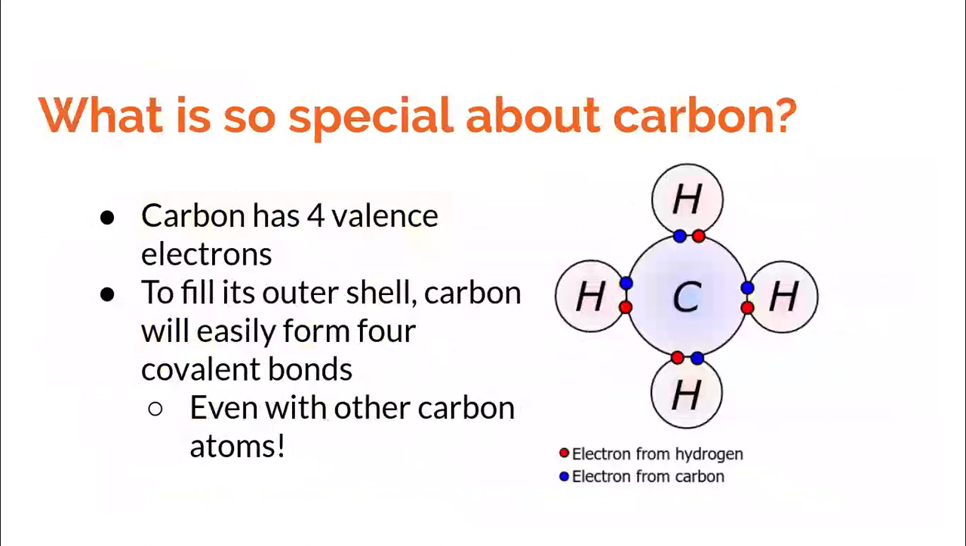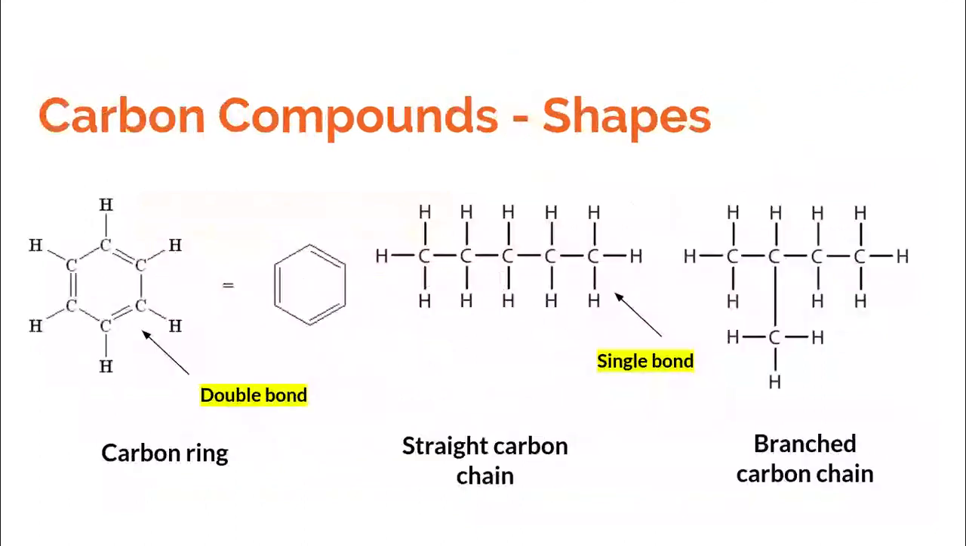Carbon is really important for forming these organic molecules because it wants to have a full outer shell and it can make 4 covalent bonds to do it. So it bonds very easily and it wants to form these covalent bonds. Carbon compounds can come in 3 different shapes. They can be a ring, a straight chain, or a branched chain.